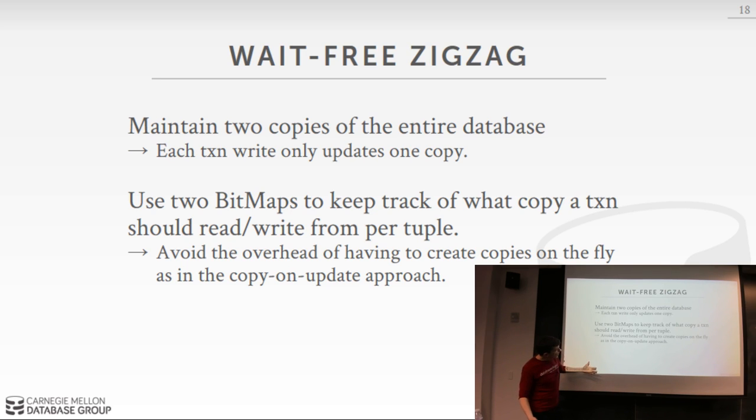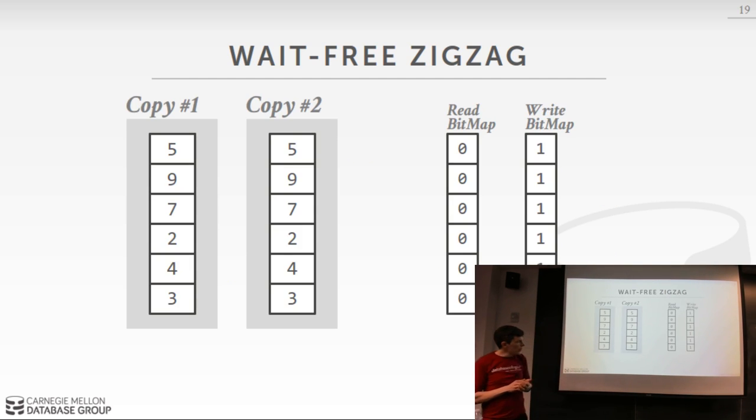And the argument that they make is that, yes, having two copies sucks because you're wasting more space and memory, but this is better than having to do any copy on updates because it's not something you have to keep repeating over and over again. You don't have to malloc every single time you have to make a new version. You've already mallocked a giant block of space at the beginning. So let's go through an example like this.